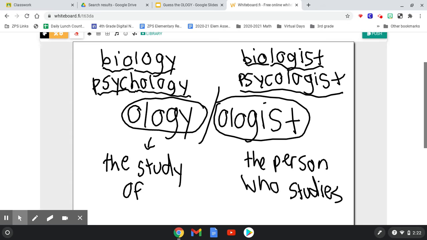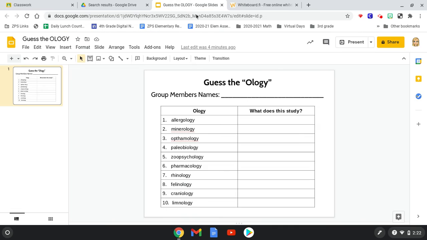Why don't you pause the video and get out something to write with numbers 1 through 10. After that, I want you to think about, it says guess the ology. So there's a whole bunch of different ologies on this page. And then I want you to make a guess as to what one you think they are. So the first one is allergy. Why don't you think about what that means? Make a guess by number 1. If I'm going too fast, you can pause the video. I'll give you the answers here in a second.